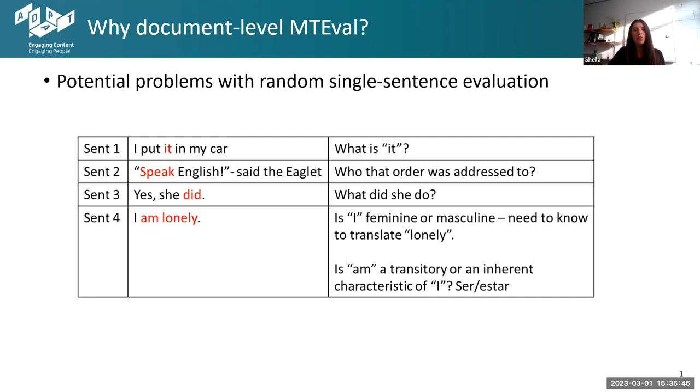Speak English. So who the order was addressed to? Is it one person or two people, or is it formal or informal? Yes, she did. What did she do? How do I translate yes, she did for languages that don't have that kind of construction? And my favorite is I am lonely. For example, for my language, my mother language is Portuguese. I need to know the gender of the speaker to understand and translate lonely properly into the gender. But also the verb to be in English has two different translations into Portuguese. So I need to know what is going on there to be able to translate. But also I need to know what's going on there to be able to assess it.